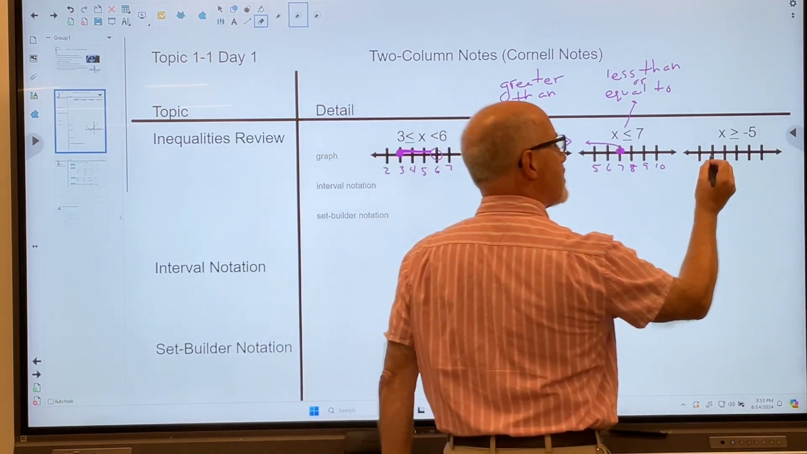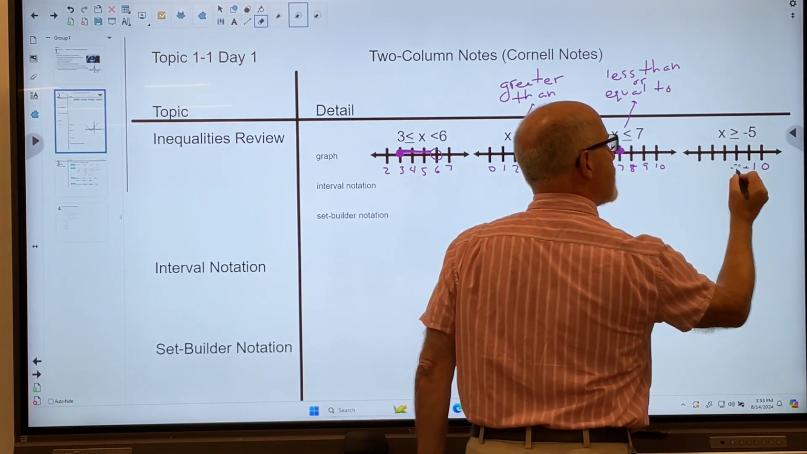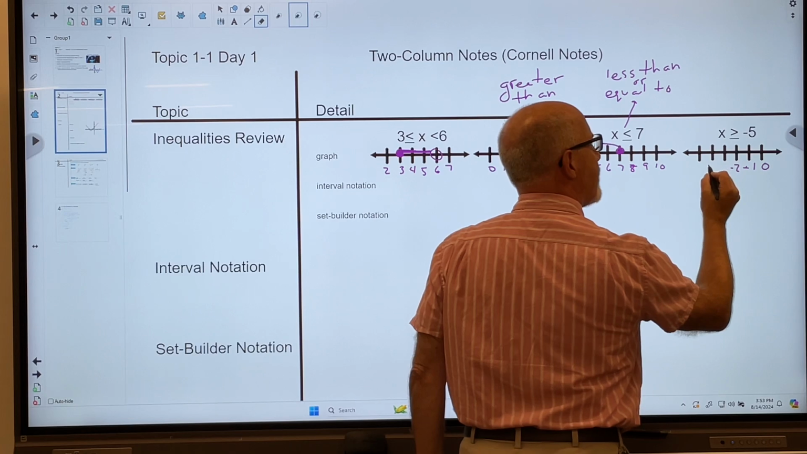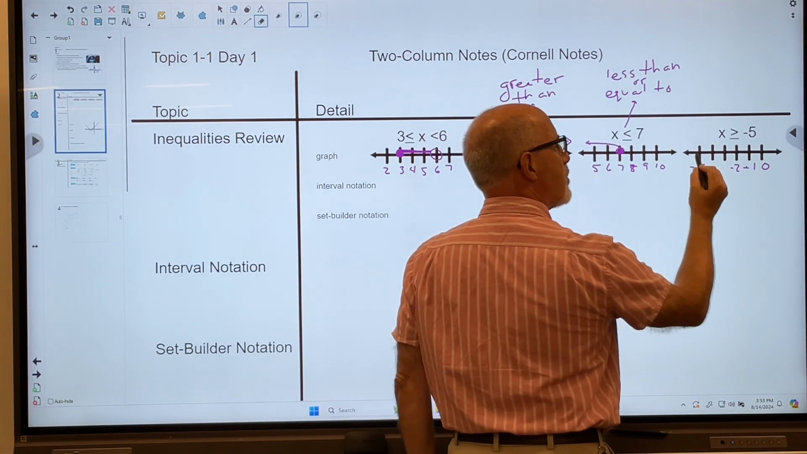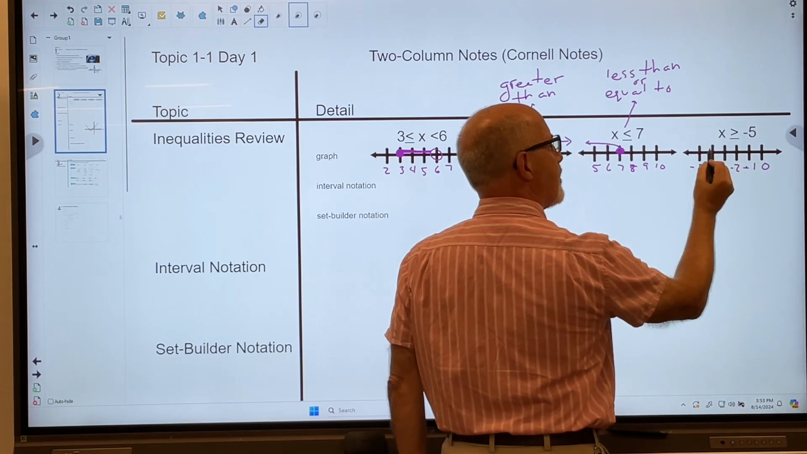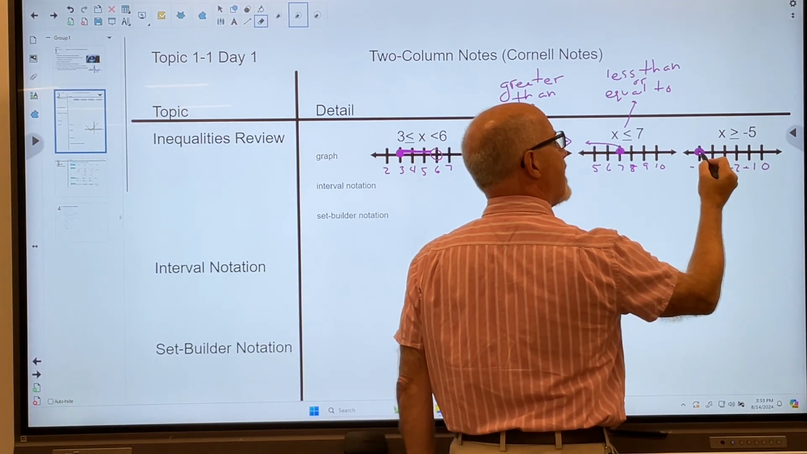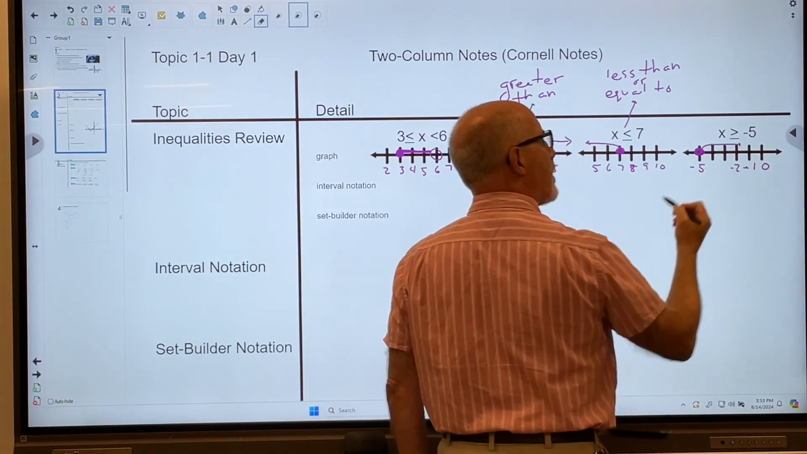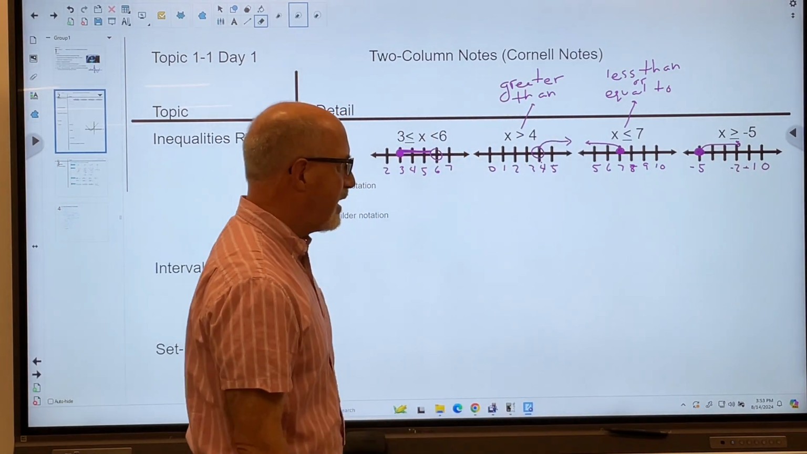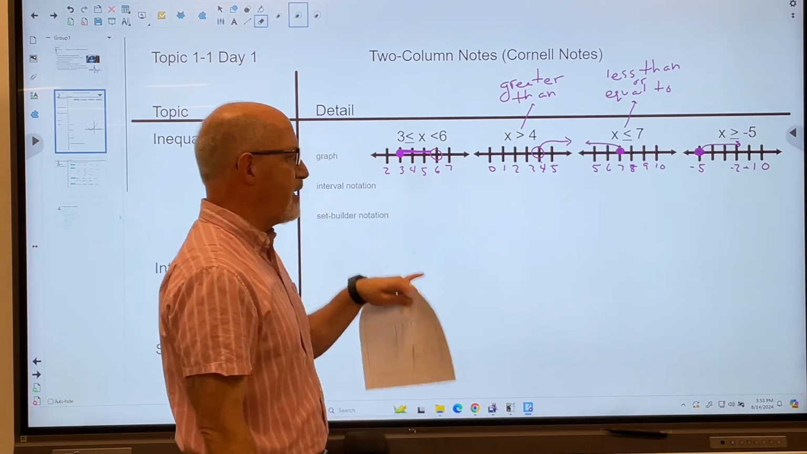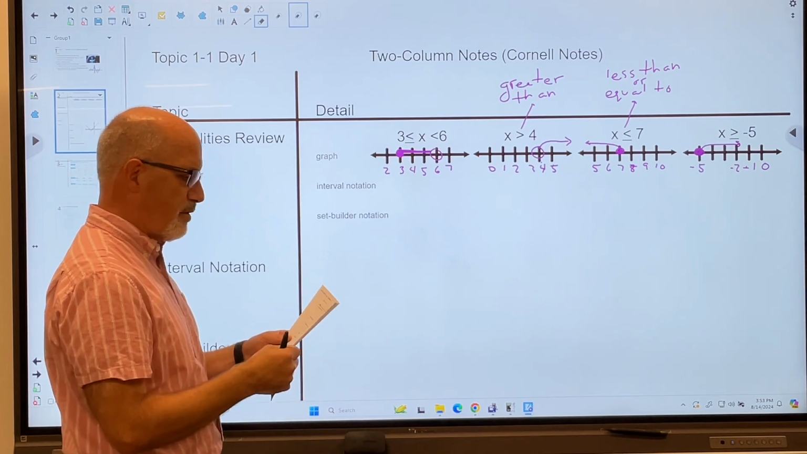This last one here, let's start maybe with 0 here, and I'll go with -1, -2, -3, -4, -5. And so I'm going to go greater than or equal to -5, 2, 3, 4, 5. So here, solid dot on the -5, and then shade in the greater than direction, which means to the right. Now we're going to use that information with interval notation, set builder notation in a moment. Let me talk to you about what those notations mean.